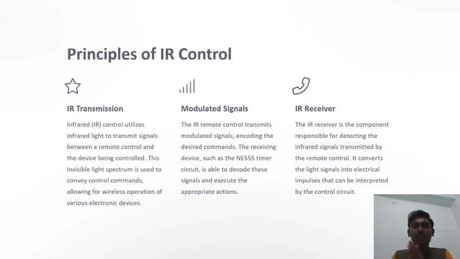So the 555 circuit is also used to decode and encode the signals. And it's also used as IR receivers. It is used in transmission as well as receivers. In the receiver, it is a component used in a remote control device. It converts light signals into electrical impulses, which can be interpreted by the control unit.